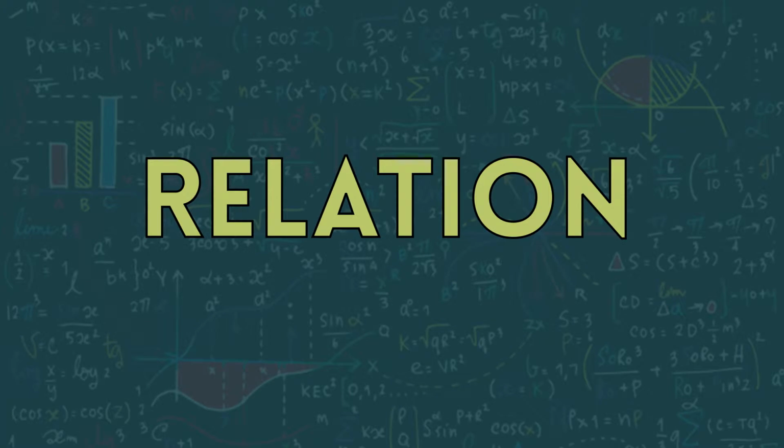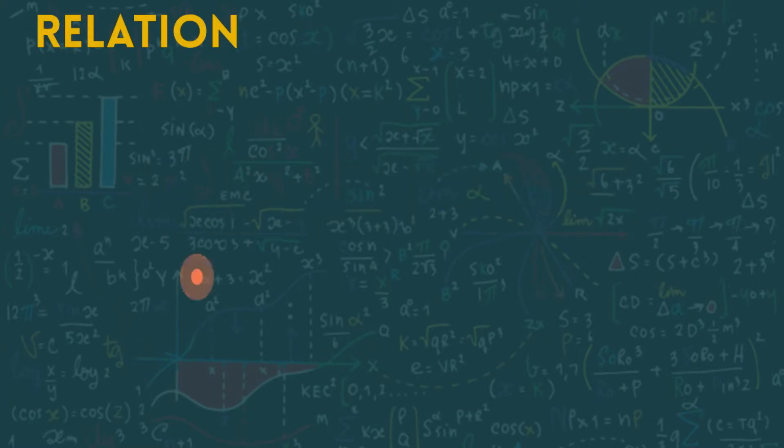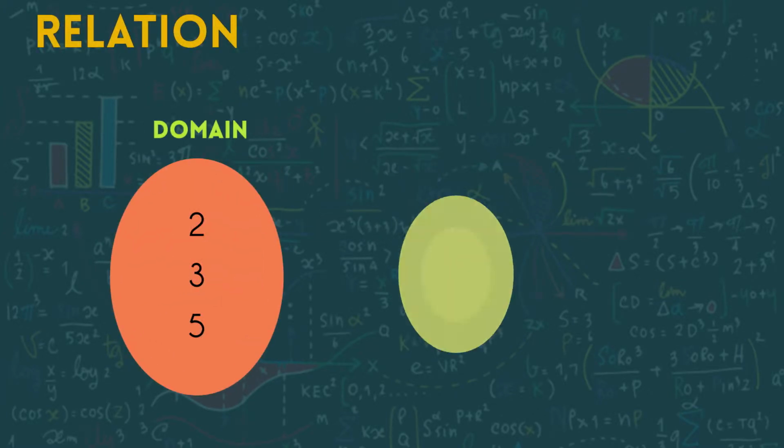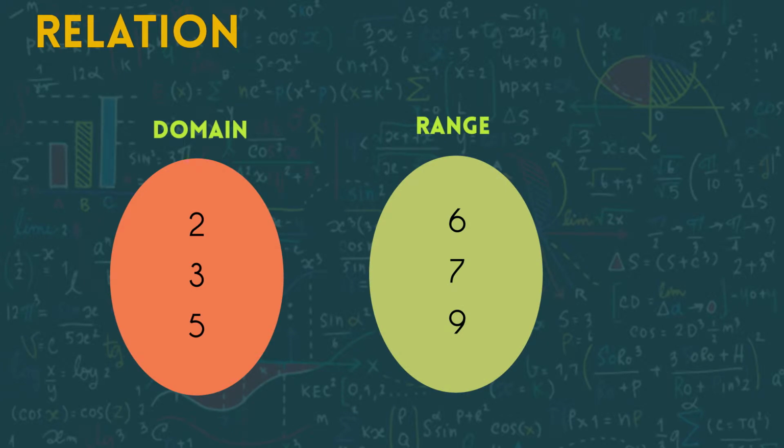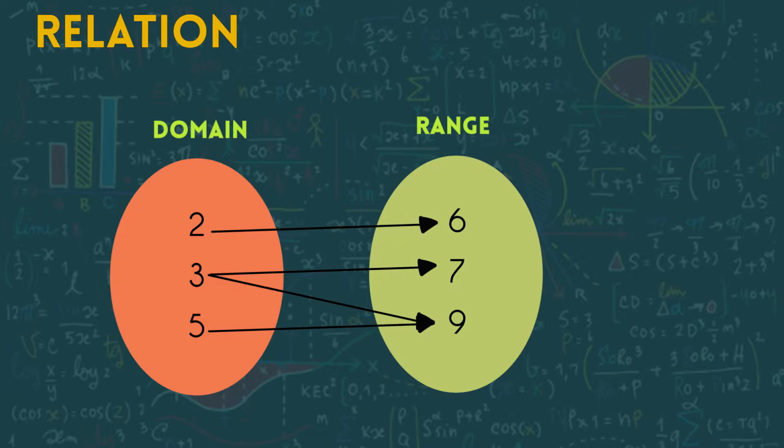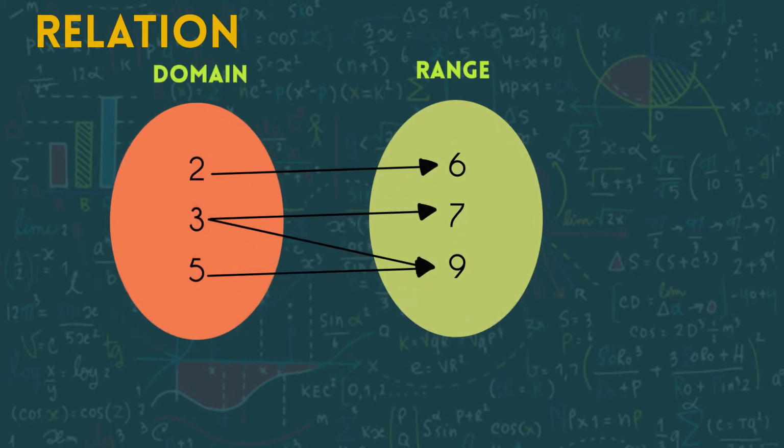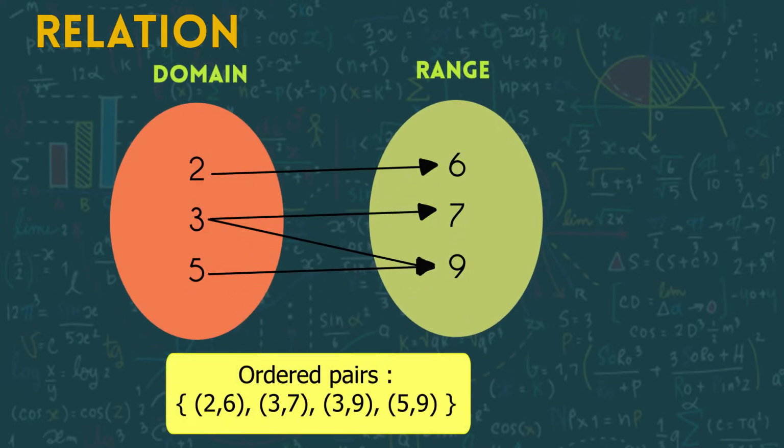A relation is a correspondence between a first set, called the domain, and a second set, called the range, such that each member of the domain corresponds to at least one element of the range. The relation can be written in the form of ordered pairs.